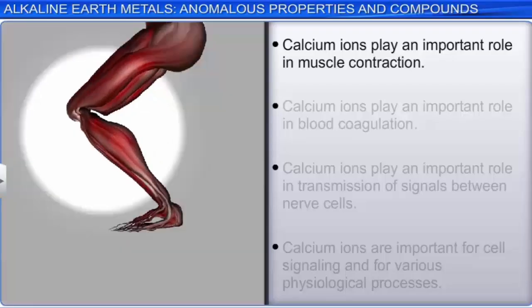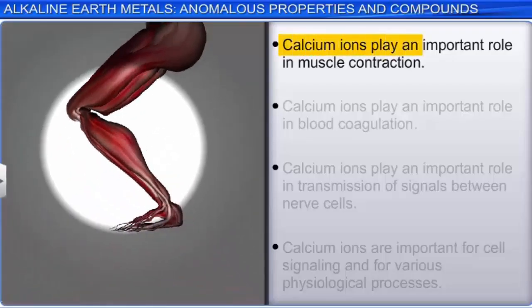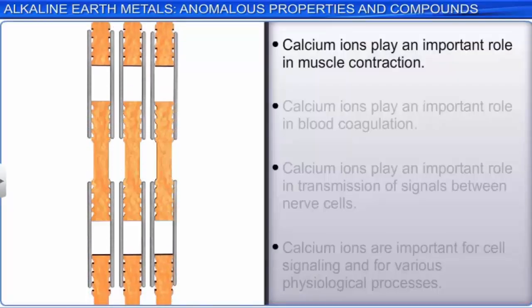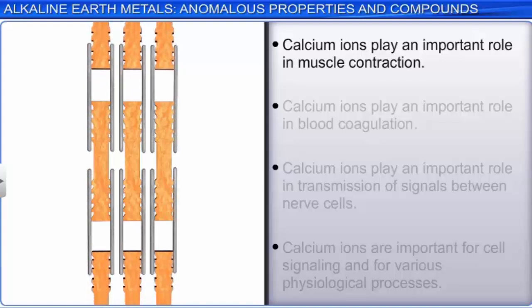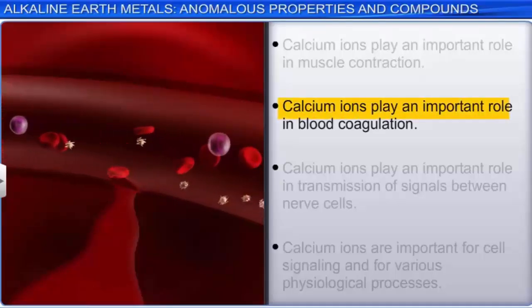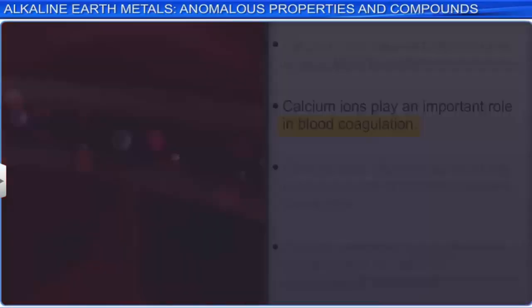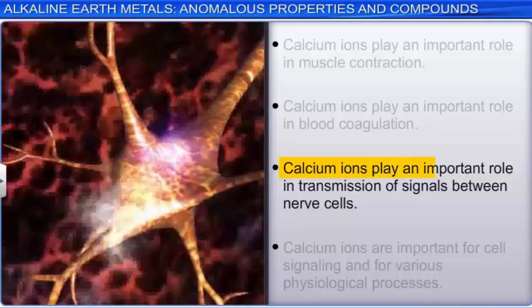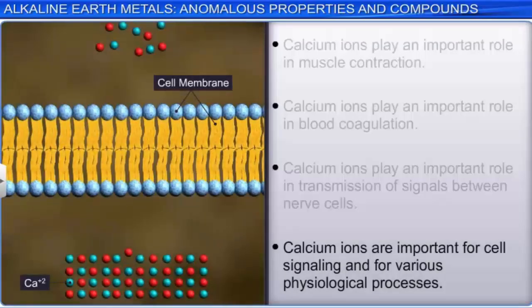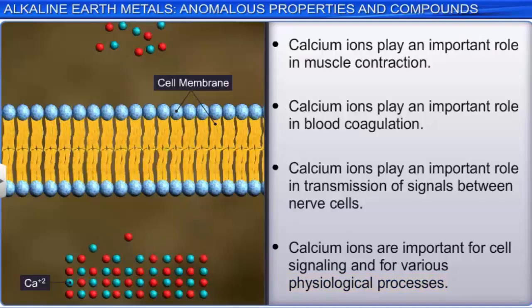Calcium ions play an essential role in muscle contraction. A diagram of the sliding filament theory of muscle contraction is shown here. Calcium ions also play an important role in blood coagulation. Calcium ions are essential for the transmission of signals between nerve cells. Calcium ions are important for cell signaling and for various physiological processes. Calcium channels regulate the transportation of calcium ions across cell membranes.